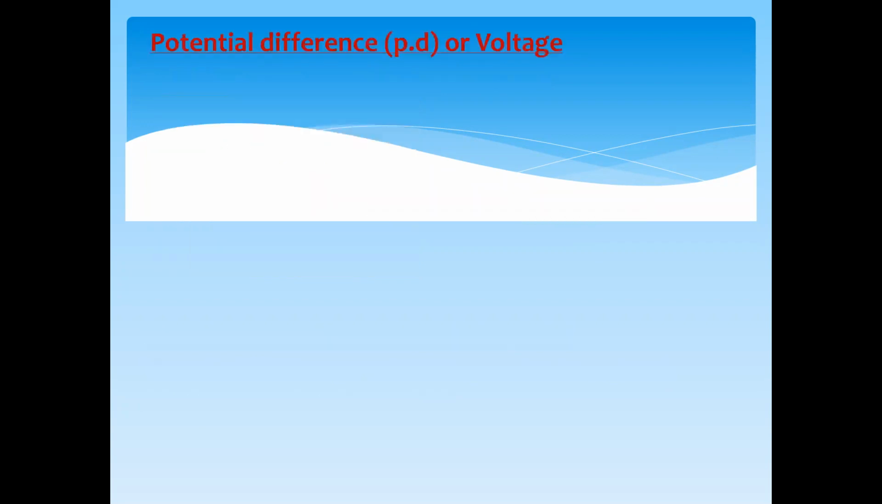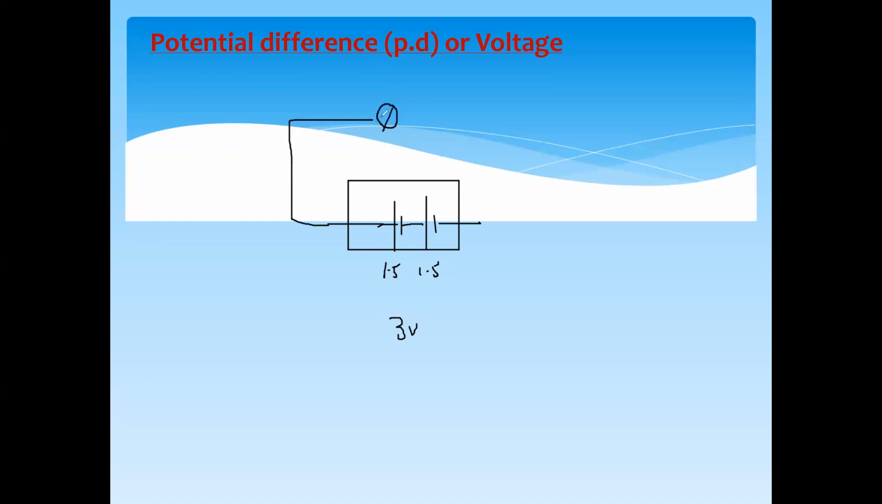To the circuit. Now, what is the meaning of potential difference? For example, we have a battery of 3 volts. The combined EMF, or total EMF, this one is 1.5 and 1.5. The total EMF is equal to 3. So we connect this to a bulb or a lamp. When 1 coulomb of charge is coming out, the combined EMF is 3 volts. So 1 coulomb of charge will have 3 joules of energy.